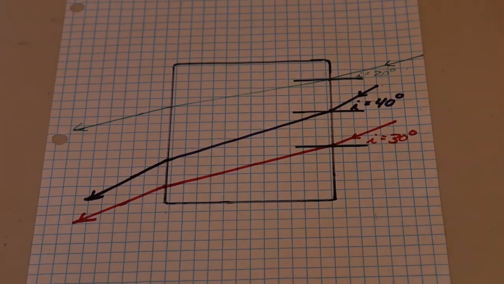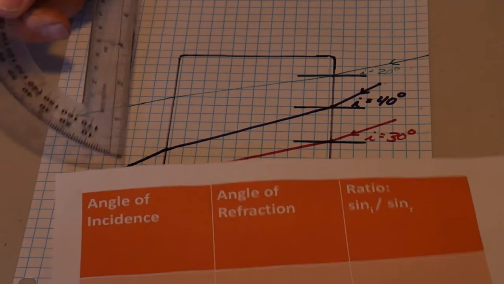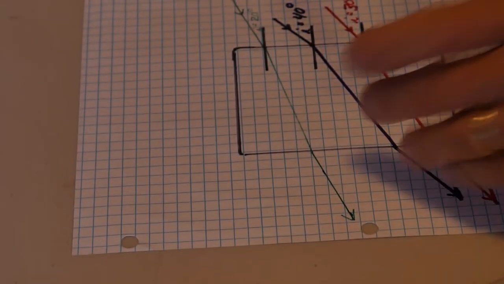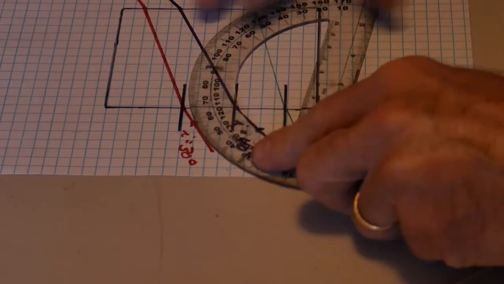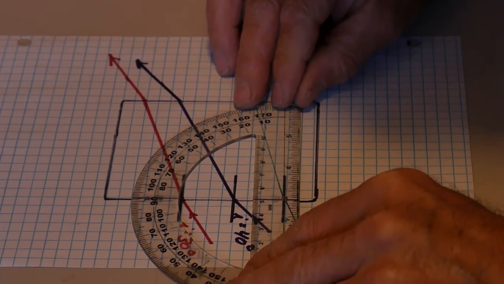I'm going to go ahead and measure these angles. And then I'm going to record them on the sheet of paper. So you can see this paper right here, angle of incidence for the green beam it was 20. For the purple beam it was 40 degrees. And for the red beam it was 30 degrees. So I'm just going to take this protractor, line it up on each of these beams so we can find out what the angle of refraction was.